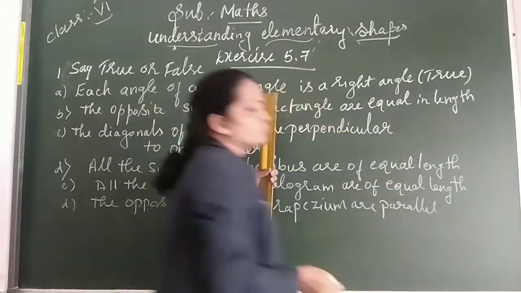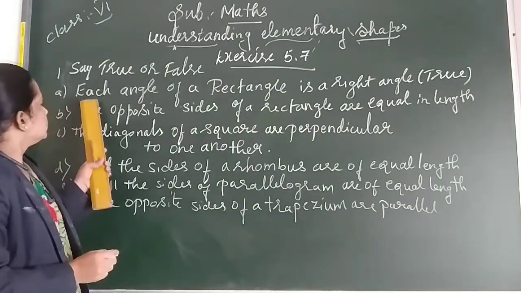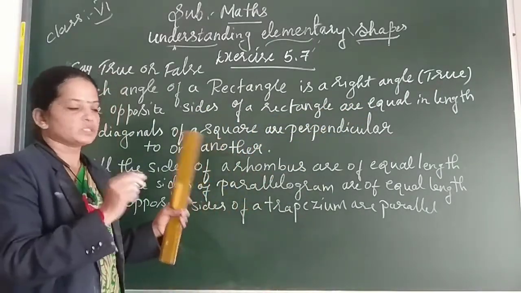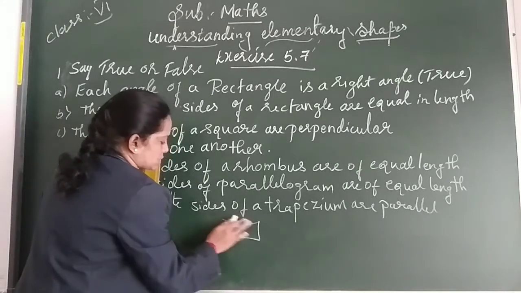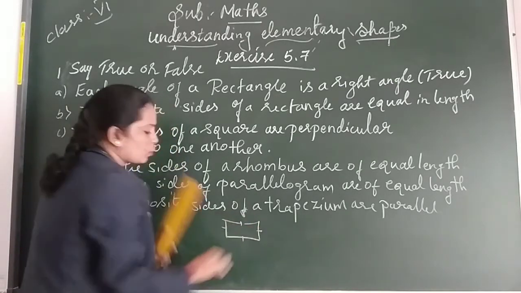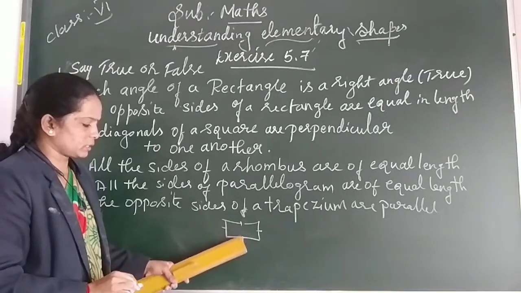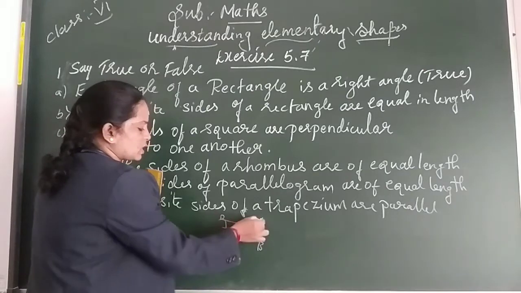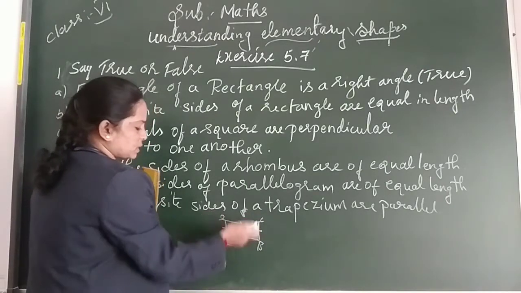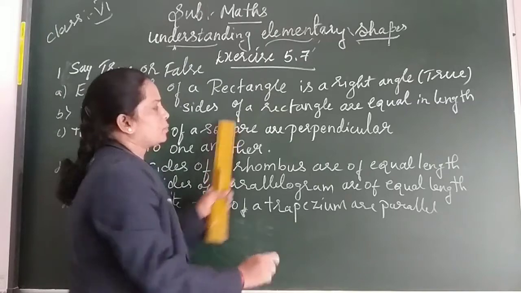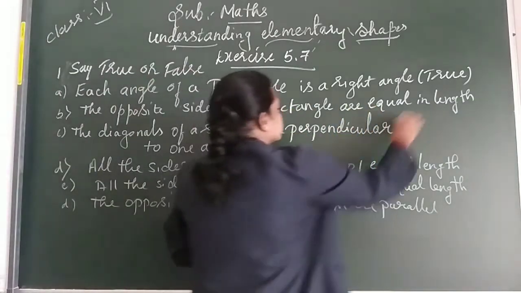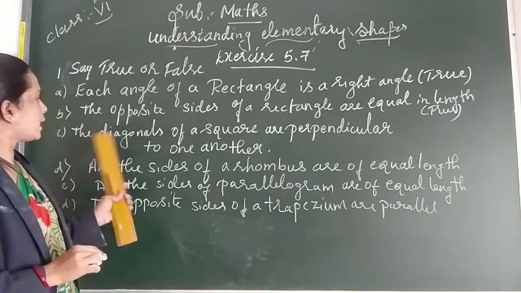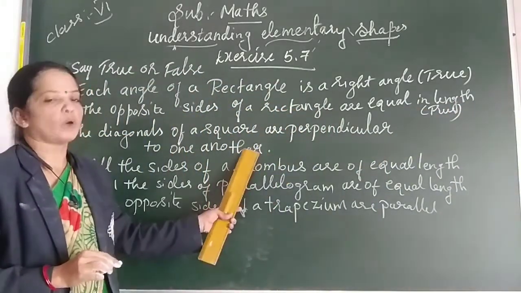True. The next one: the opposite sides of a rectangle are equal in length. Yes, if you see the rectangle, opposite sides are equal in length. If I take AB and CD, AB is 5 cm means CD is also 5 cm. AD is 4 means BC is also 4. So the opposite sides of a rectangle are equal in length.